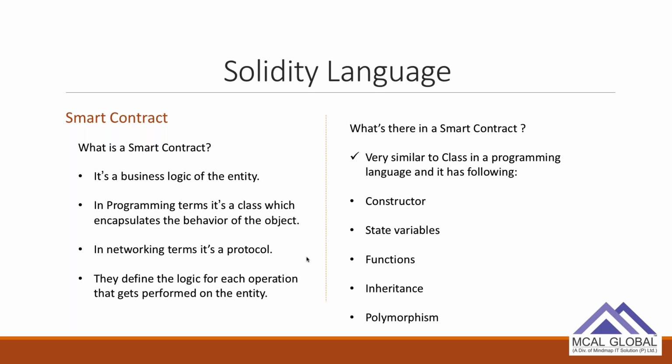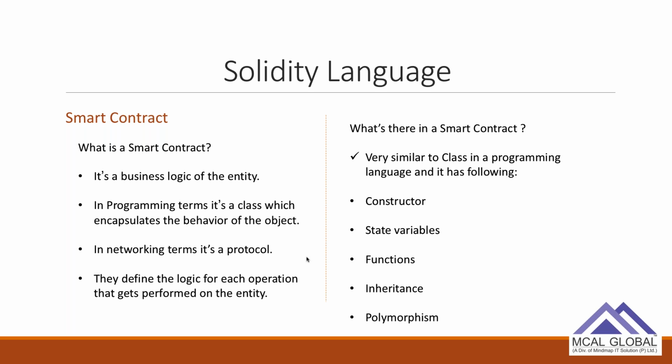In the language, it is classes. So a contract is very similar to a class. When I show you the actual code, you'll see it is very similar to a class. A smart contract contains the following.